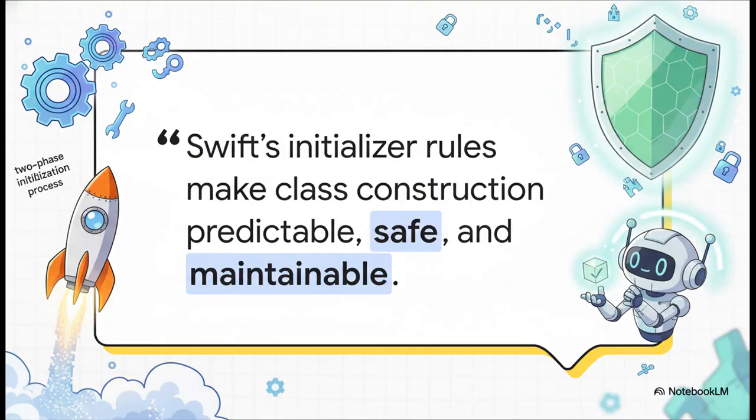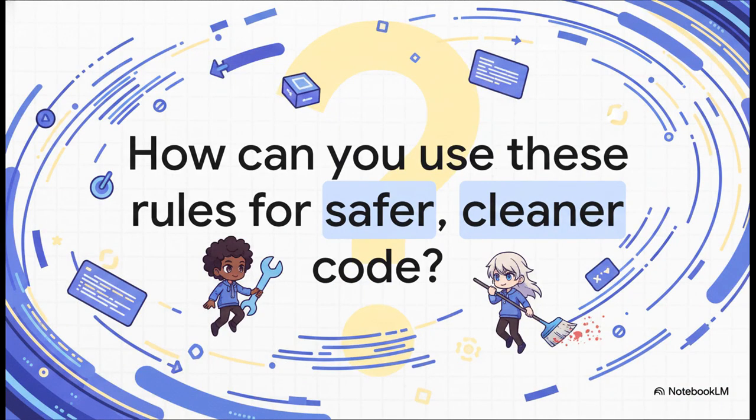And this is the big payoff. By enforcing this strict process, Swift literally eliminates an entire category of bugs where you might accidentally try to use an object before it's fully formed. It guarantees your code is predictable, safe, and a whole lot easier to maintain down the road. It's safety by design.